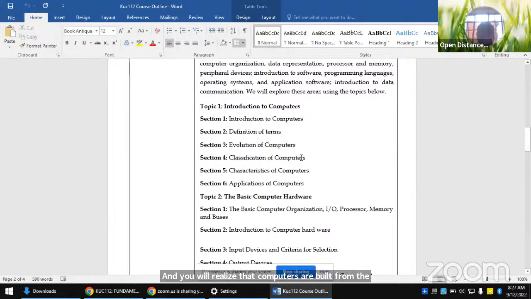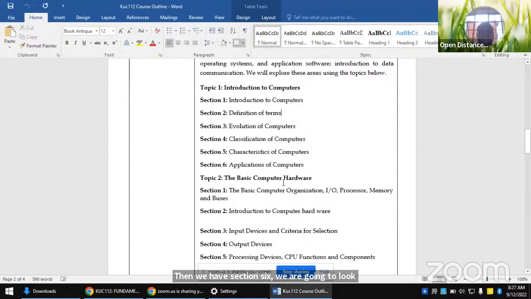Then section 4 is classification of computers. You can classify computers in various ways, at least 3 ways: according to size, according to functionality, and according to purpose. So we also look at that section. Then section 5, we are going to look at characteristics of computers. It is also important to know the characteristics of a computer. Computers have their own characteristics, and it will be very handy in this lecture to look at it. Then we have section 6, we are going to look at application of computers. And actually today we will be able to look at this topic one and see how we introduce ourselves into this issue of computers.